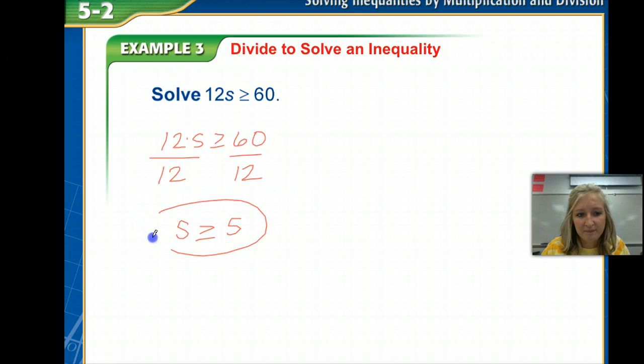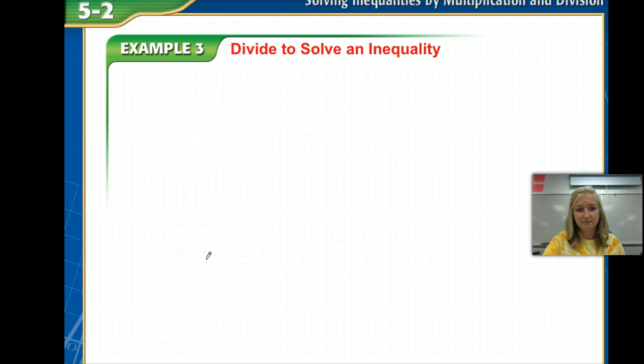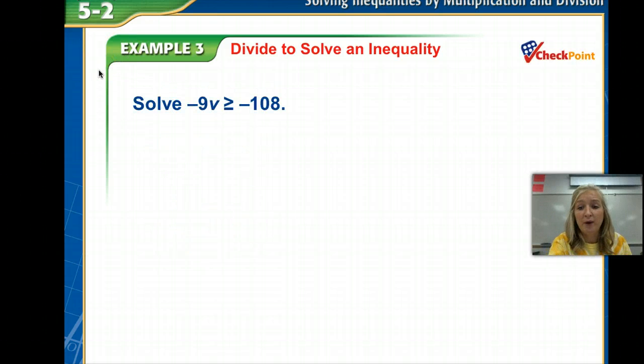Yep, 5. We divided by a positive 12, so our sign stays the same. S is greater than or equal to 5. Any number greater than or equal to 5 would make that inequality true. Let's try another one. We are at a checkpoint. If you want to pause the video and try this one on your own, we'll come back together and see if you got the same answer as I did.